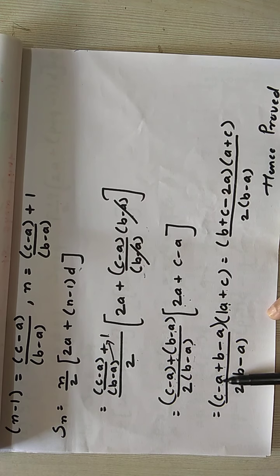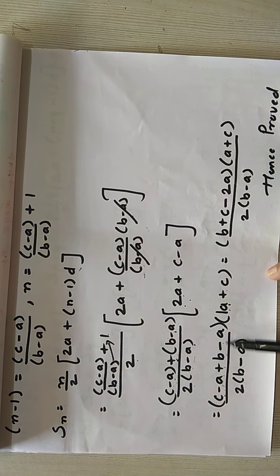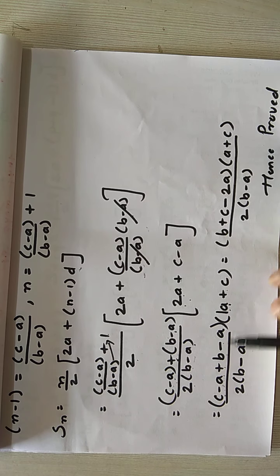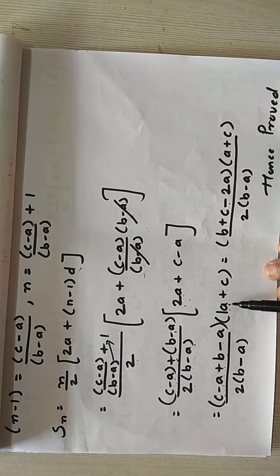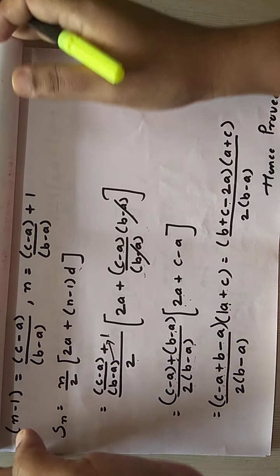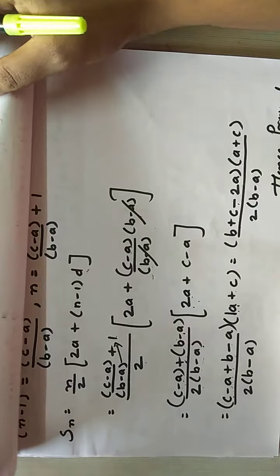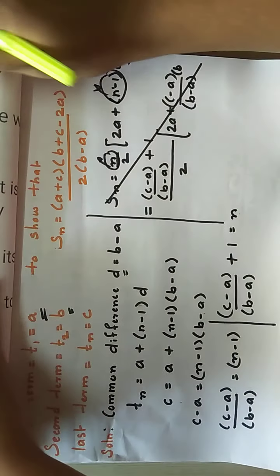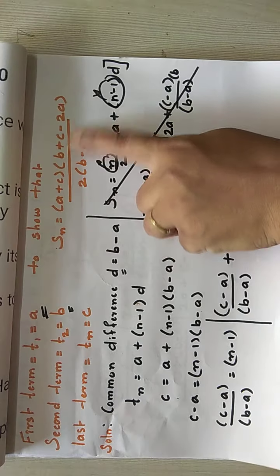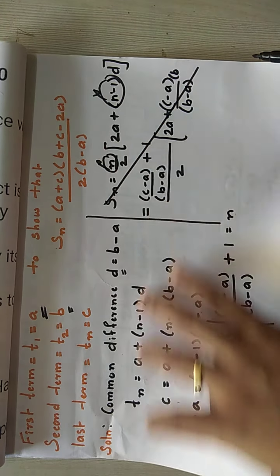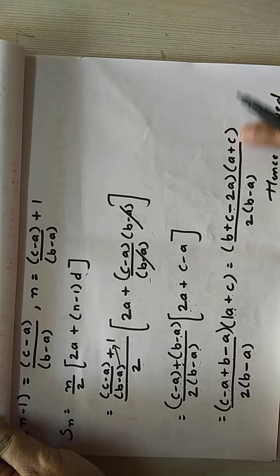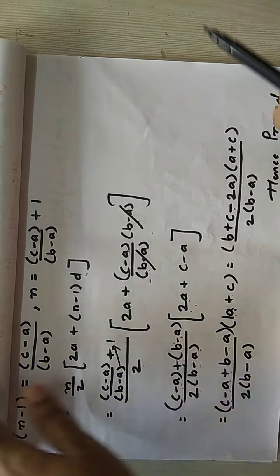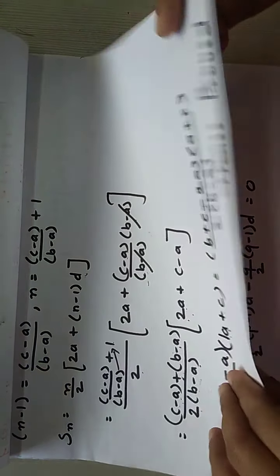After solving further, we see here we have minus a minus a, which will become minus 2a. And this B and C will remain as it is: B plus C minus 2A, and A plus C in the other bracket, upon 2B minus A. And this is what we are told to prove. If you see, prove that is the same thing that we got just now. Sn is (A plus C)(B plus C minus 2A) upon 2B minus A. And that is what we got over here. So hence it is proved. This is question number 11.